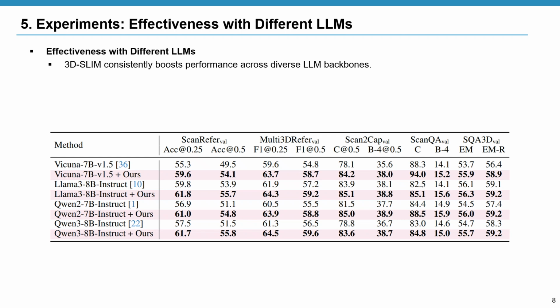We also verified the effectiveness across different LLM backbones. Experiments on Vicuna, Llama 3, and Qwen all showed consistent improvements, confirming that 3D-SLIM is a decoder-agnostic approach not tied to any specific LLM.